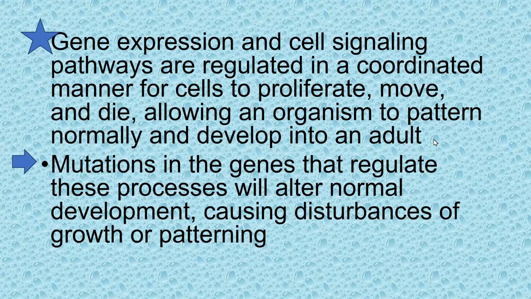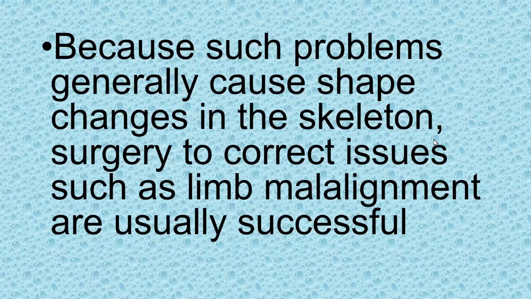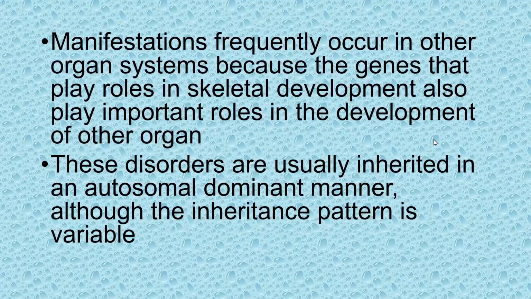Shape changes in the skeleton. Surgeries to correct issues such as limb malalignment are usually successful. Manifestations frequently occur in other organ systems because the genes that play roles in skeletal development also play important roles in the development of other organs. These disorders are usually inherited in an autosomal dominant manner, although the inheritance pattern is variable.